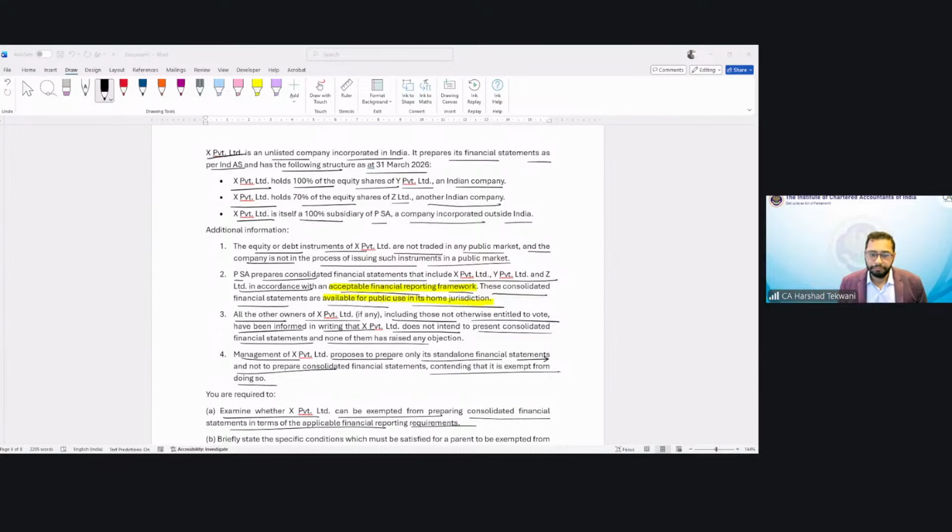That means in a question, if these are prepared as per Ind AS, by default for exam purposes, we can write it as exempted. Yes, you can say that it is available for public use, because the question gives Ind AS, and Ind AS 110 provides the exemption, and fine. Okay.